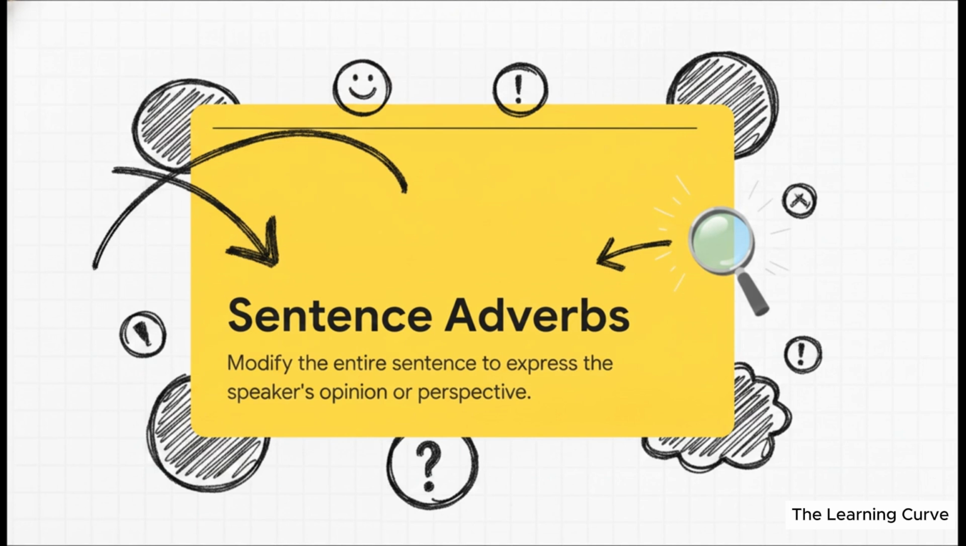These are modifiers that apply to the whole sentence, not just one single word. Mechanically, they're usually placed right at the beginning of the sentence and are immediately followed by a comma, framing absolutely everything that comes after them through a specific emotional or analytical lens.